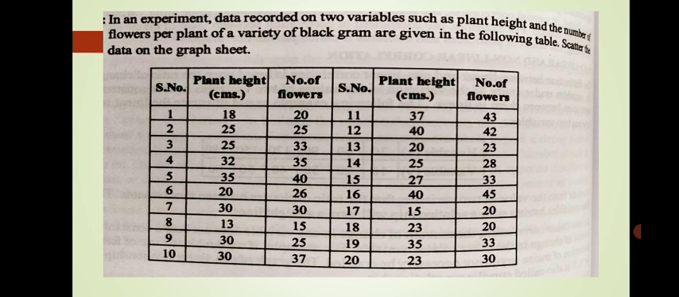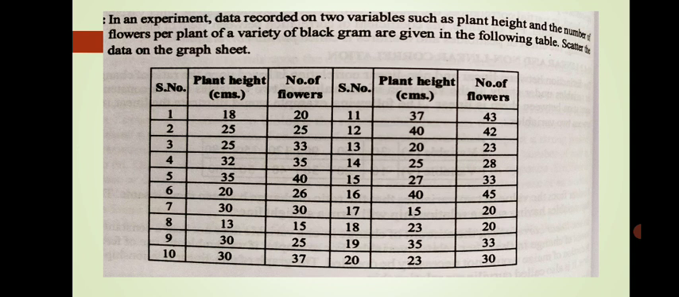First we'll see graphical methods. Here an example is given. In an experiment, the data recorded on two variables, plant height and number of flowers per plant of a variety of black gram, are given in the following table. We have to plot this data to show a graphic illustration. Here plant heights are given, and respectively the number of flowers are mentioned.